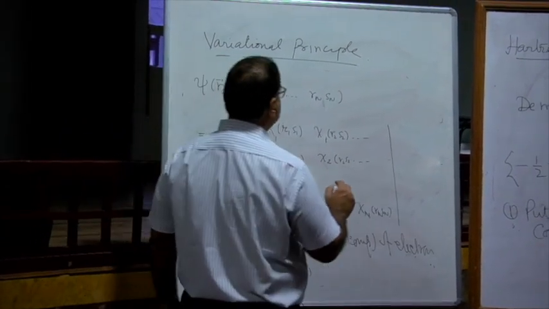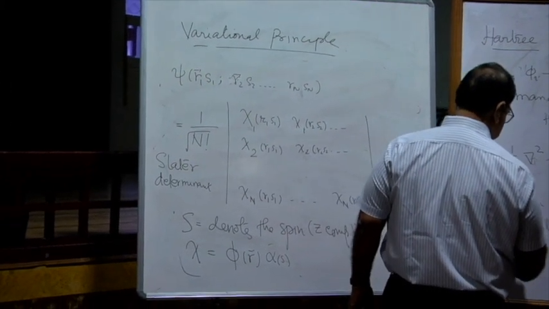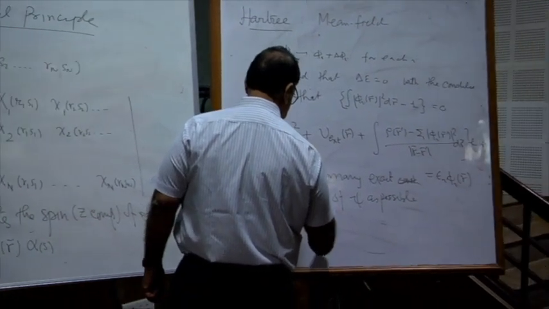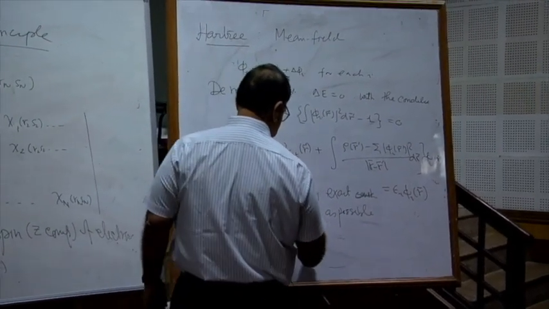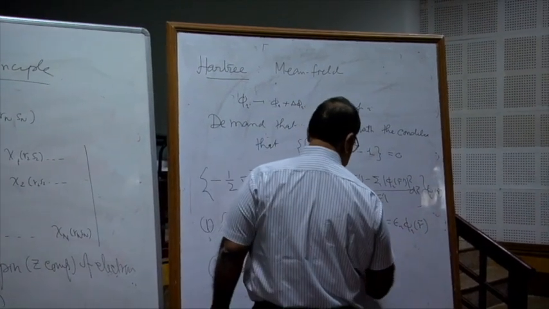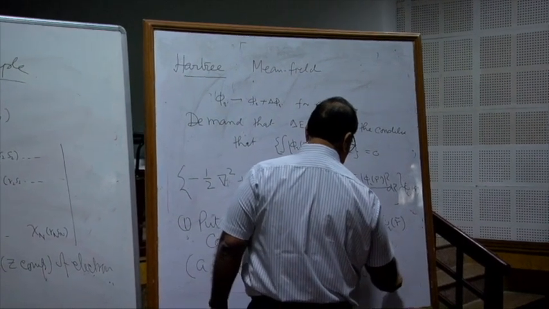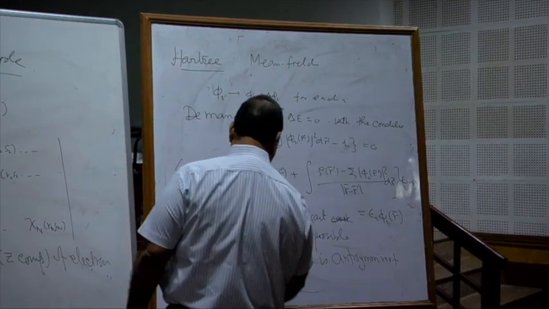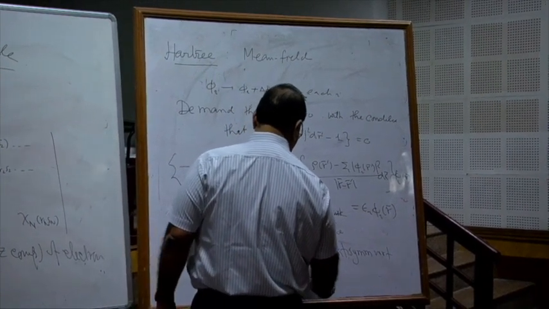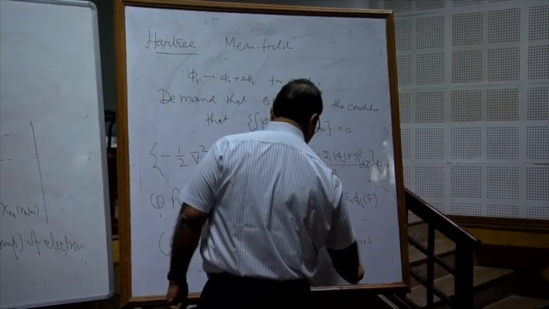And what I have done here is satisfy this property that an electron wave function is anti-symmetric with respect to exchange of two electron coordinates.